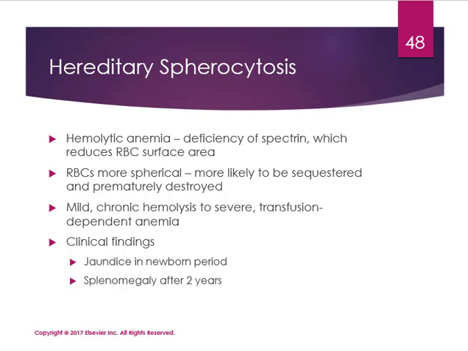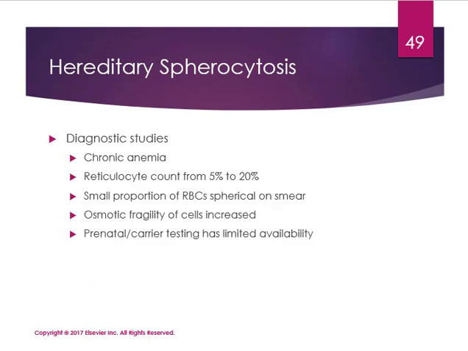In mild cases, it can be a mild chronic hemolysis, to then more severe transfusion-dependent anemia. It occurs in 1 in 5,000 people, mostly of Northern European ancestry. Because of this sequestration and lysis of the red cells, you're going to see jaundice in the newborn period, and it may be difficult to differentiate this from elevated bilirubin. After about 2 years of age, you may begin to note splenomegaly. These patients will also have chronic fatigue and may be noted to have abdominal pain.